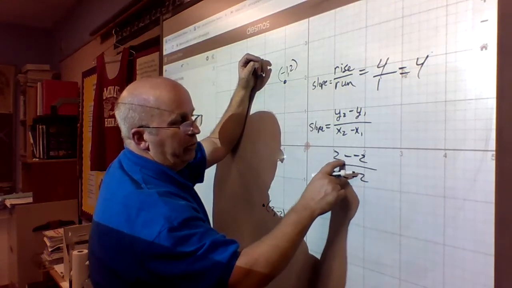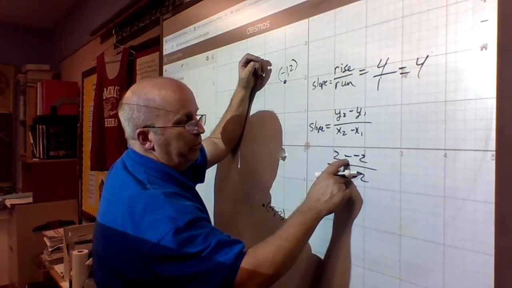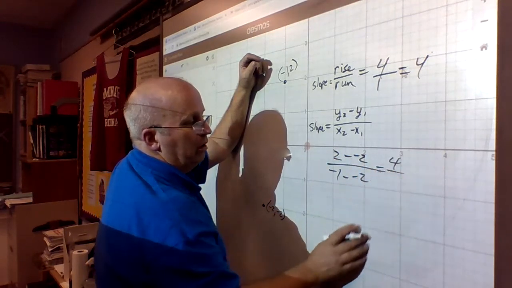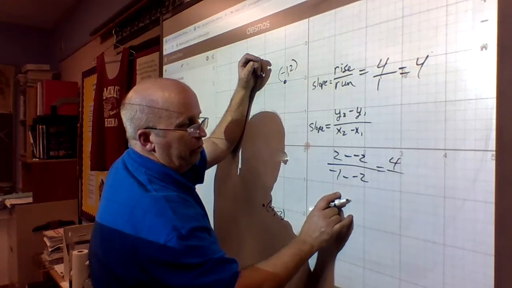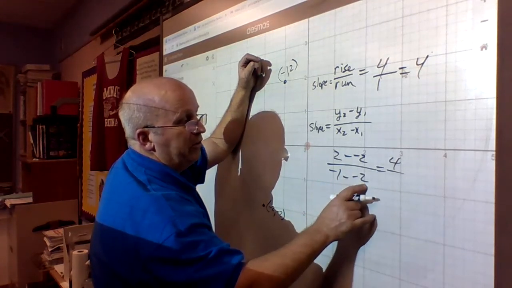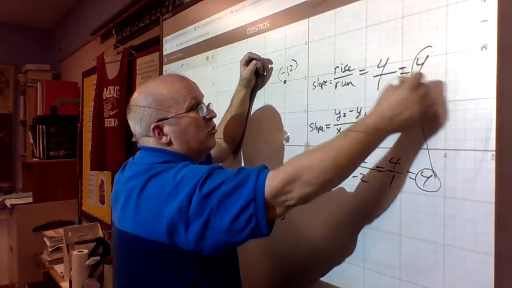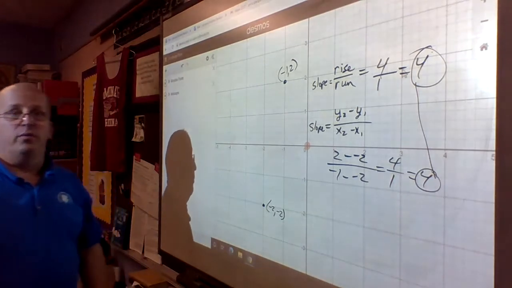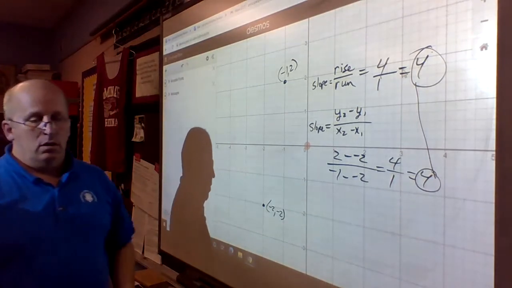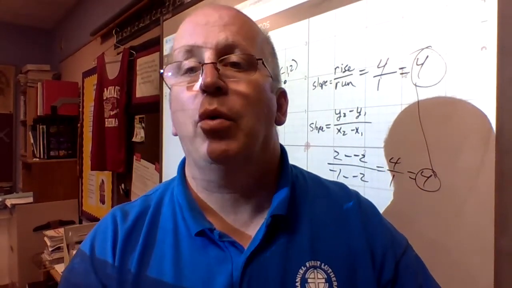Now we've got these weird subtraction problems. 2 minus a -2 is really 2 plus 2, or 4. And -1 minus a -2 is really -1 plus a +2, which is +1. That's a slope of 4, which matches what we already got with the previous formula. Hopefully that reminds you of slope. Hope you have questions to ask.